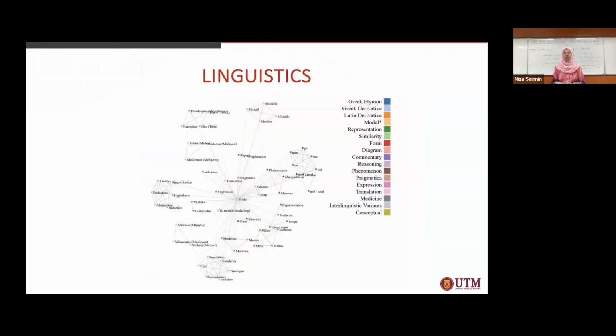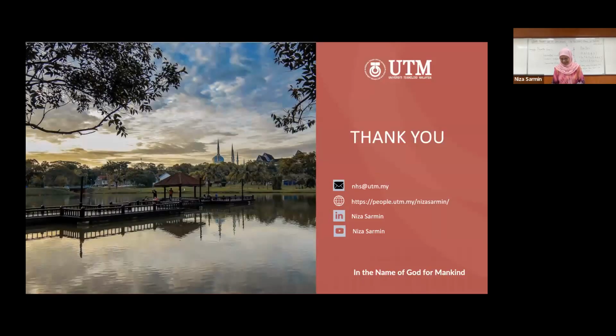People doing linguistics. Okay, it's not my area, so I cannot explain in detail, but they also have this connection in between. They call it a Greek etymon, Greek derivative, Latin derivative, model, representation, diagram, all these things. Linguistic people also, maybe they don't know that they're using graph theory, because this is modeling in mathematics. Okay, I think that's about it. The sharing from me.